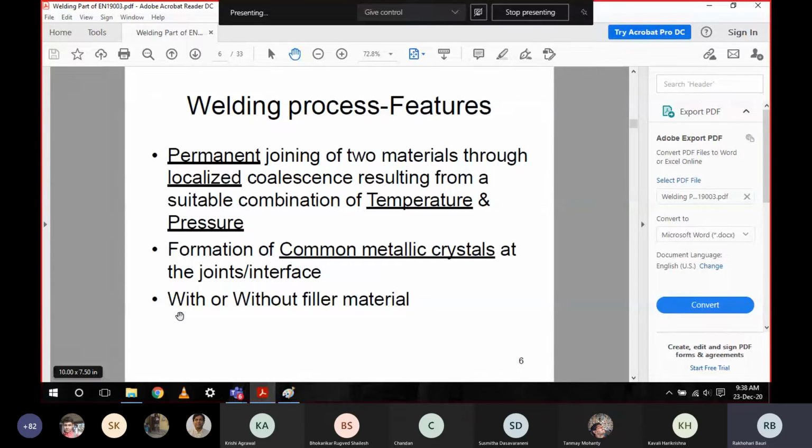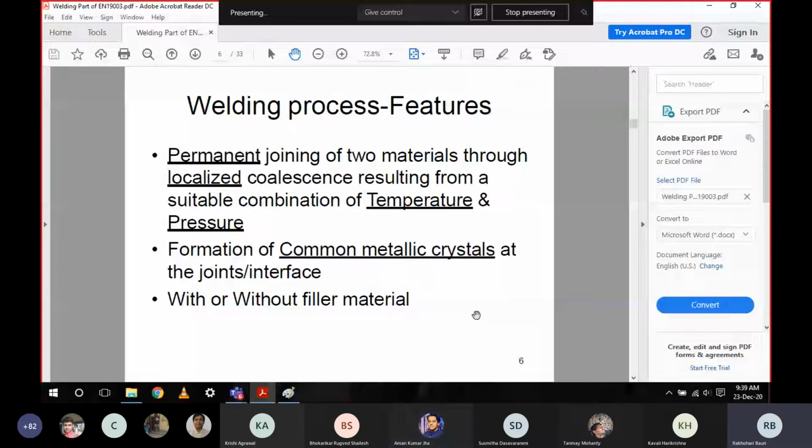Sir, please explain the second point once more. Here it was written common metallic crystals. Okay. So crystal, in your chemistry part you have studied that iron has crystal structures BCC, FCC, you know. Yes, sir.